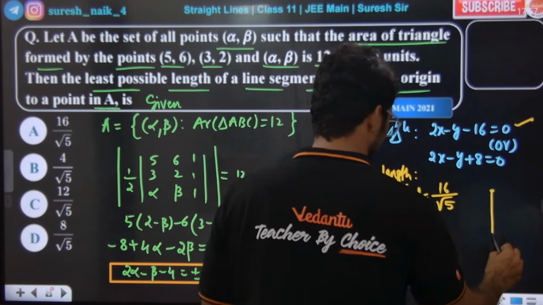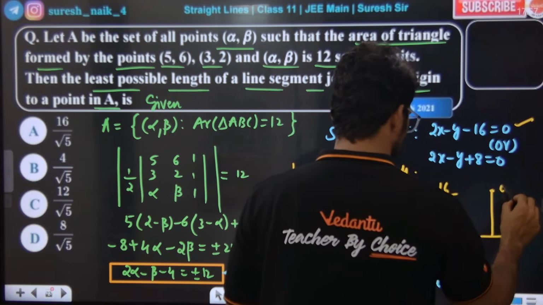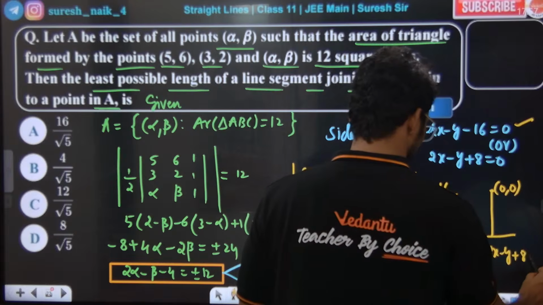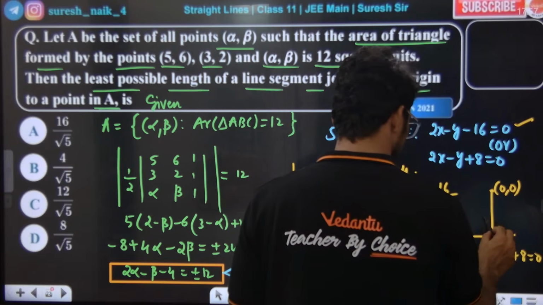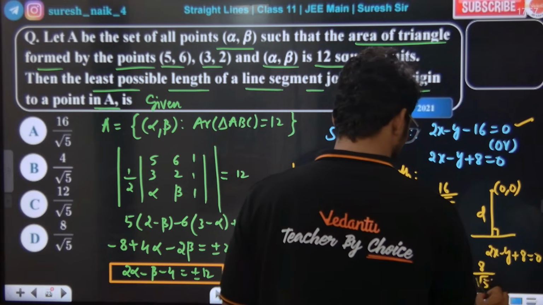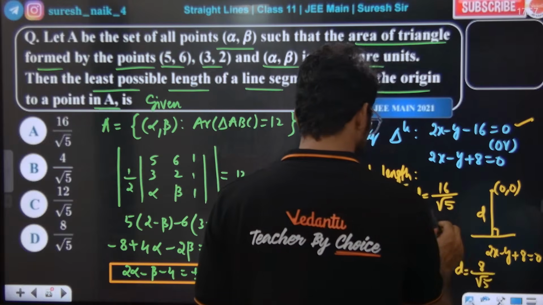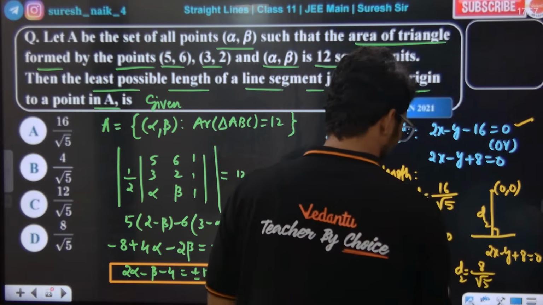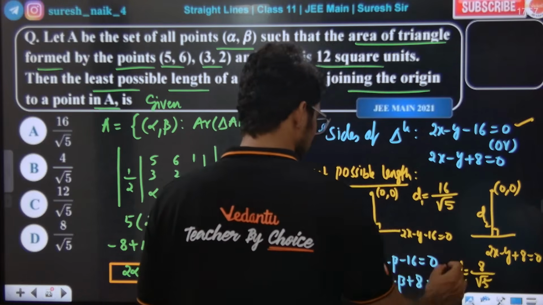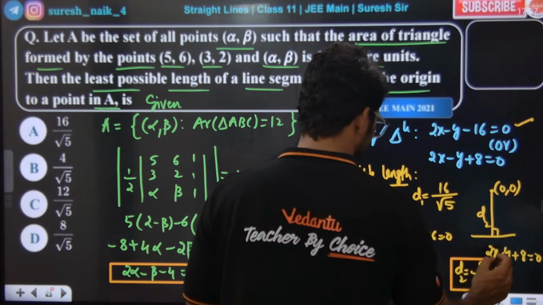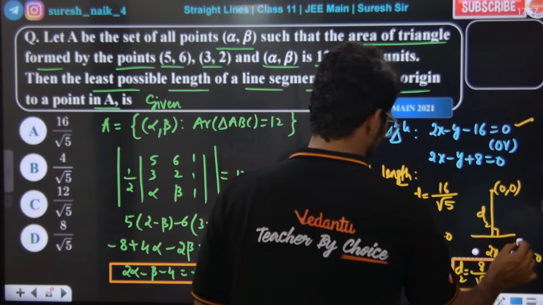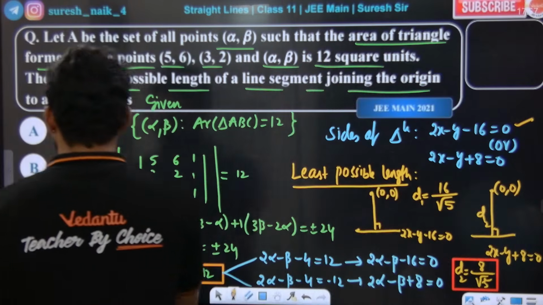Now if I take this equation, what am I going to get? The distance from the origin to 2x minus y plus 8 is equal to 0 is 8 divided by square root of 5. Let's call them d1 and d2. So d2, 8 by root 5, is the least. 8 by root 5 is the least distance. Do you agree with my point? So 8 by root 5 is the right answer.